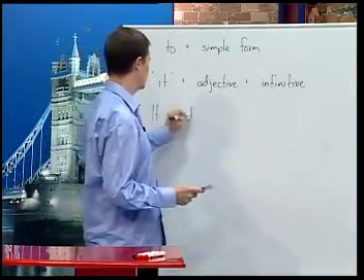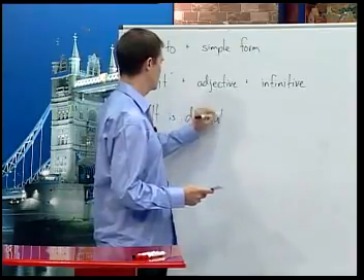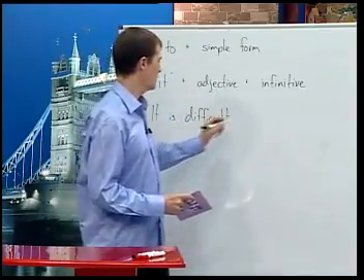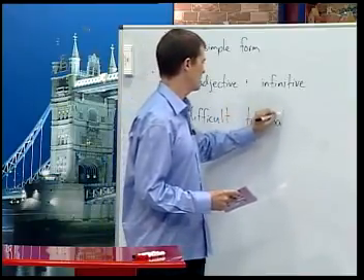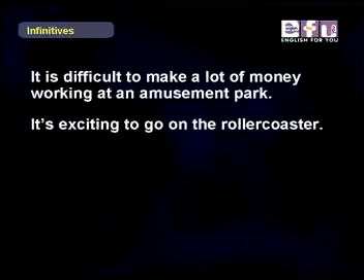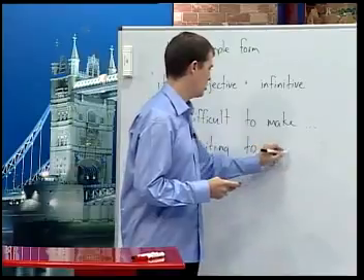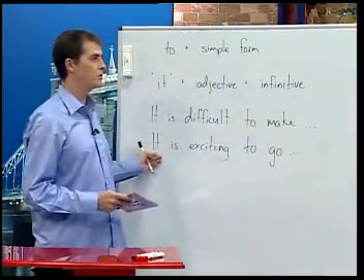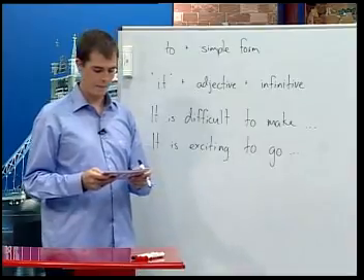It is difficult. The adjective. To make, the infinitive following the adjective, and then it continues. It is difficult to make a lot of money working at an amusement park. The second sentence, we have it is exciting. Exciting is the adjective, so following the adjective is the infinitive. To go. It's exciting to go on the roller coaster.